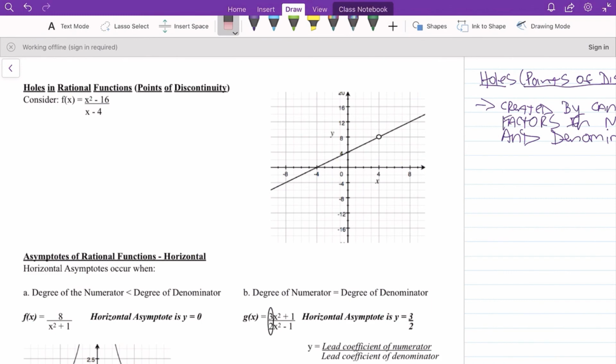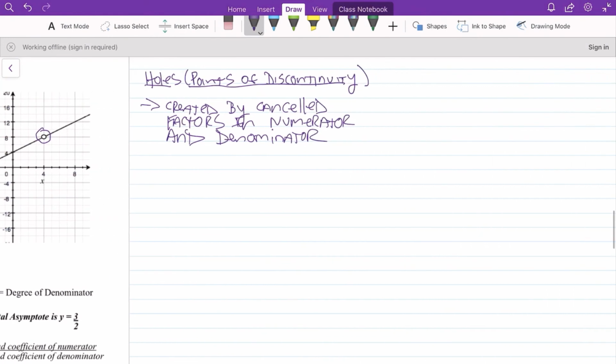So the first thing we're going to talk about are points of discontinuity. If you take a look at this graph that I have over here, you notice right here we have this hole in the graph. We have this point which is a point of discontinuity. And if you look over here, these points are created by canceled factors in the numerator and the denominator of rational functions.